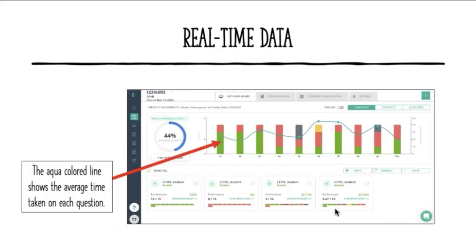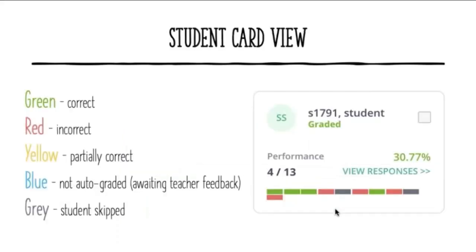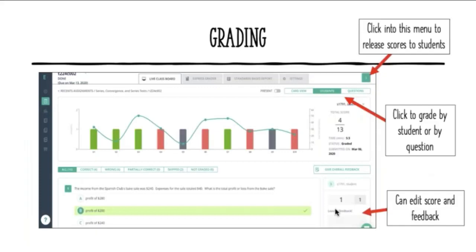So then it's going to default on the student card view below. And that's just giving you a quick snapshot of how that individual kid did. I mentioned these colors. One I didn't mention is blue. Blue means things that you have to grade, that are just not auto-graded, like an essay perhaps. So it's giving you a real quick look right away. If you click on View Responses, it's going to throw you into the Student tab.